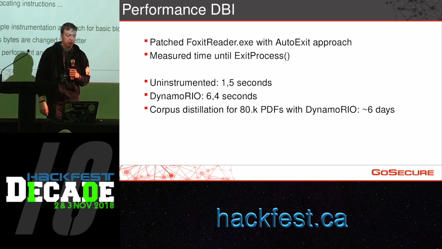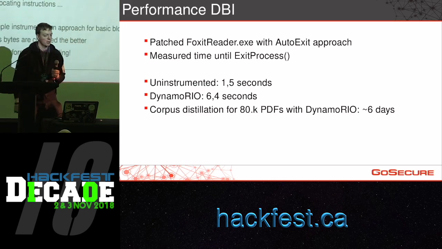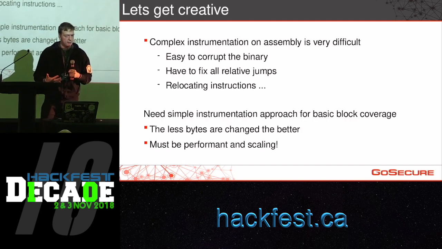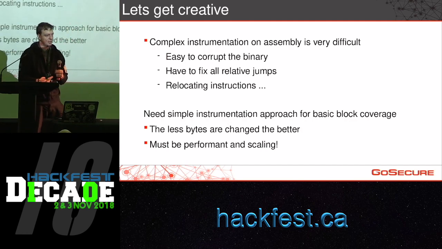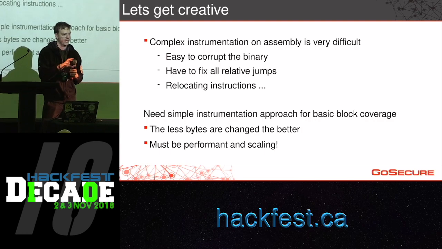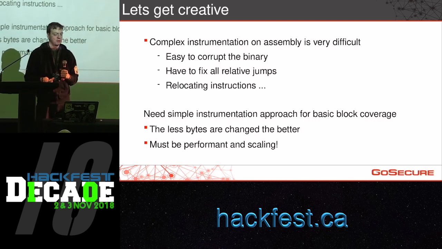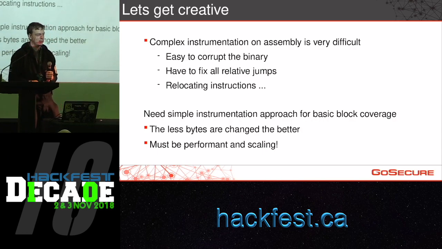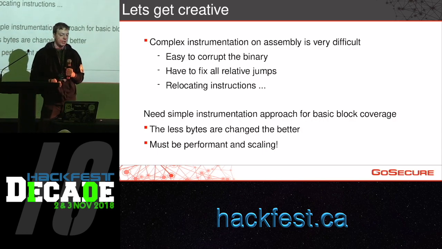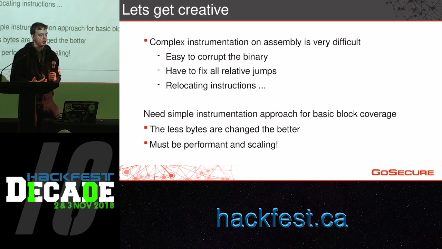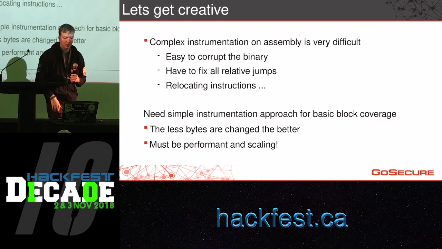Okay, so let's try to get a bit creative. What can we possibly do? We could possibly try, as I said, to apply this instrumentation on assembly level, but we've seen it's very easy to corrupt the binary by changing the instructions on assembly level. At the same time, we would have to fix all the relative jumps and relocate instructions and whatnot. I don't want to do this. So we basically need an instrumentation approach for basic block coverage. The fewer bytes we have to change, the better, because the less likely we are to corrupt our binary. And obviously, it must be very performant and scalable at the same time.